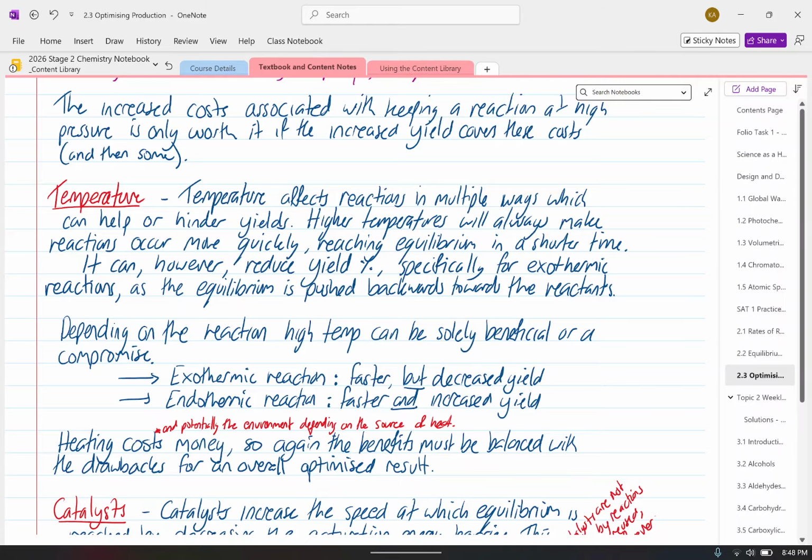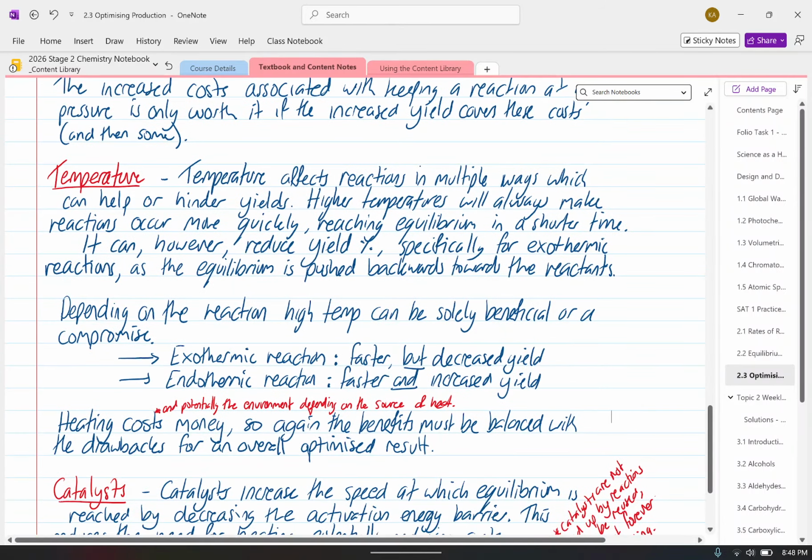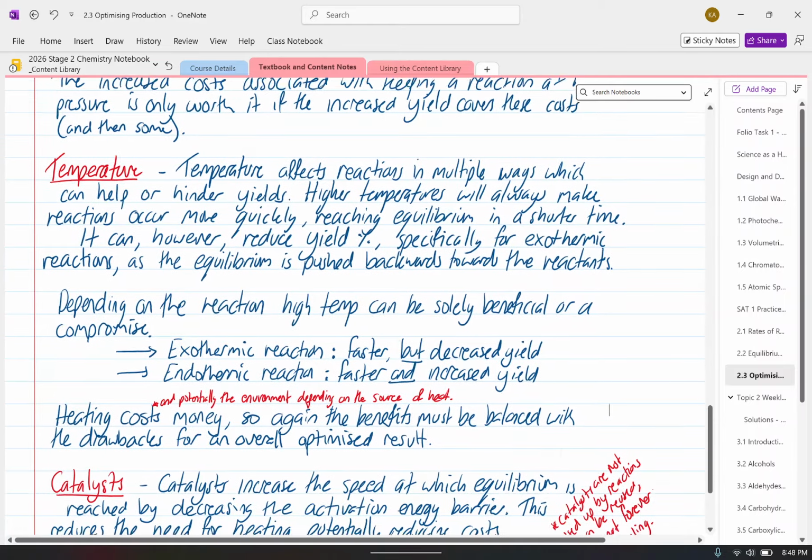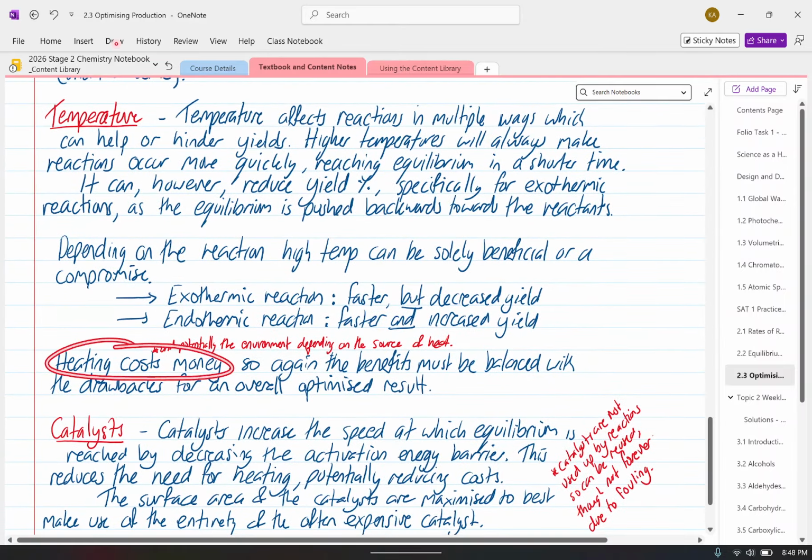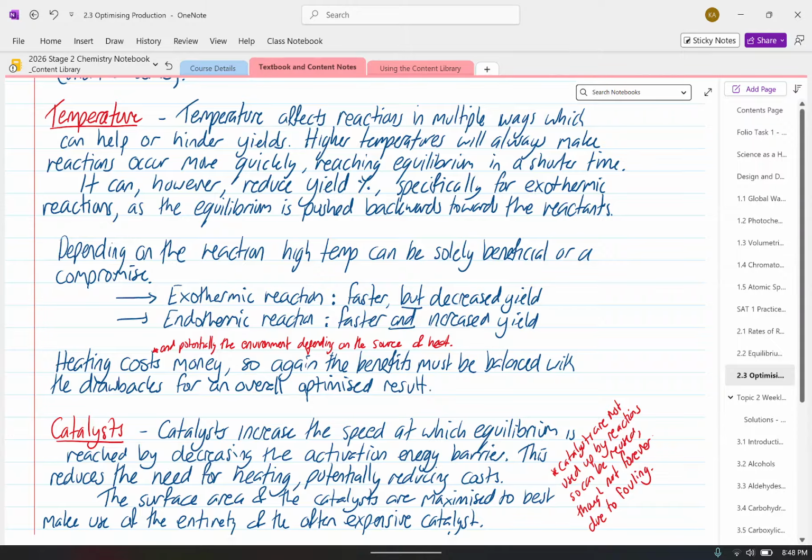temperature. Again, you can't do that forever because, first of all, heating costs money. Electricity costs money, depending on where that electricity comes from. If that electricity is coming from a fossil fuel generator, then you're going to be impacting the environment negatively by using more of that energy. Regardless, heating does cost money, so the benefits will need to be weighed.